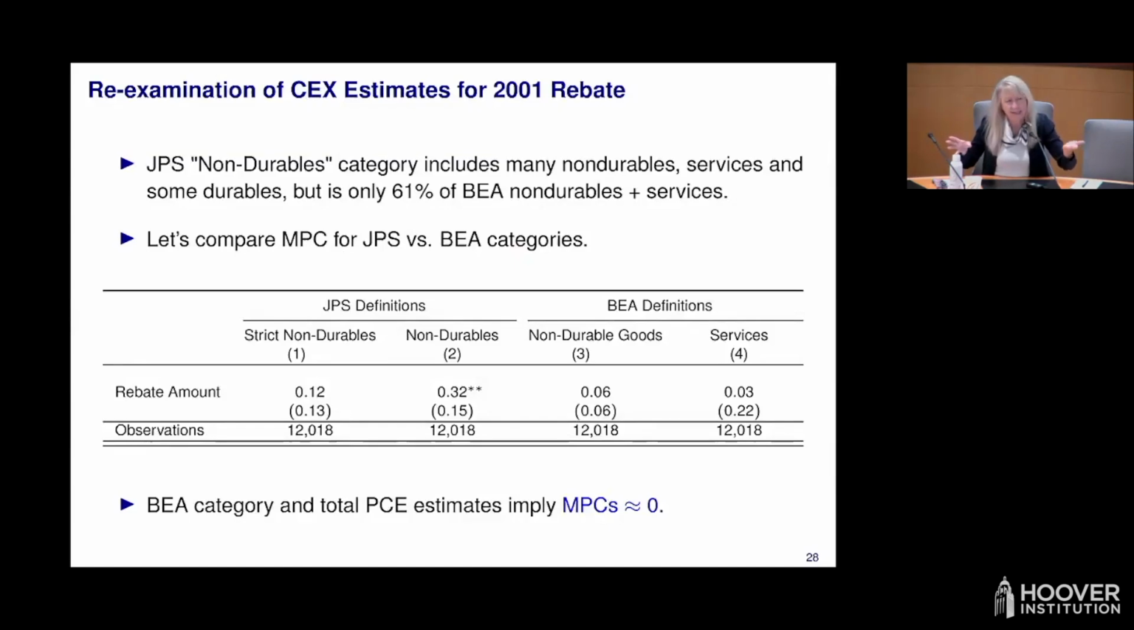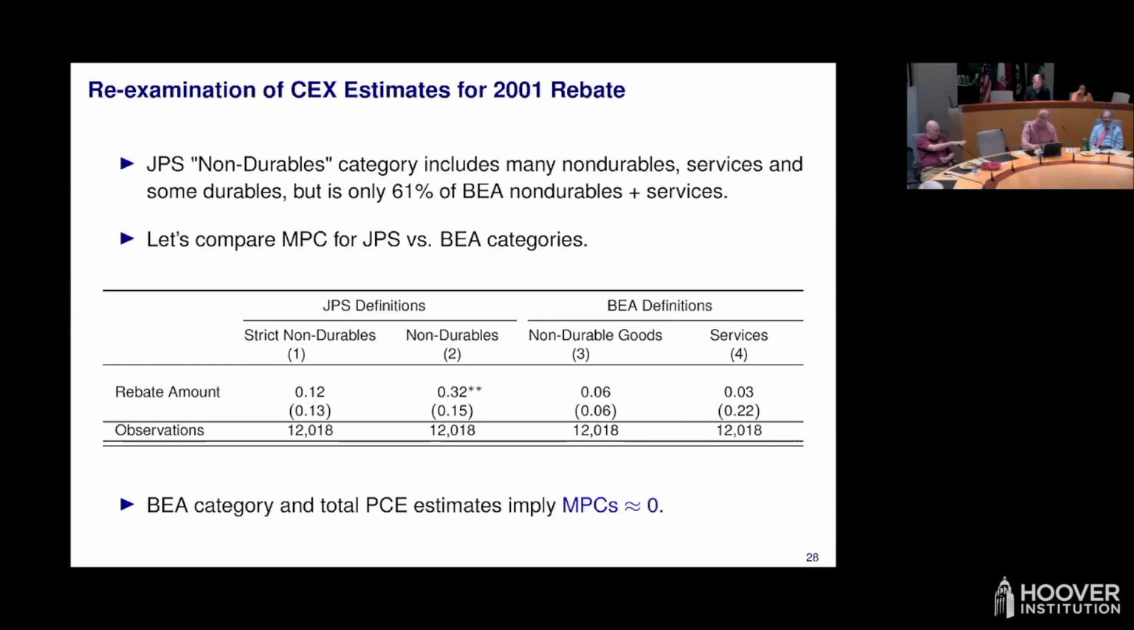But then yet in their category, when we started looking, they had jewelry in there, so it wasn't clear how those categories were defined. On the all expenditures MPC, if the standard error exploded because of the durables, I could see the logic of saying, yeah, this is not informative because the durables are noisy.